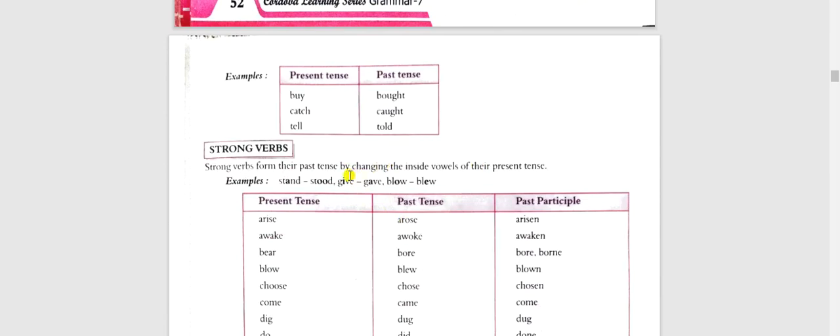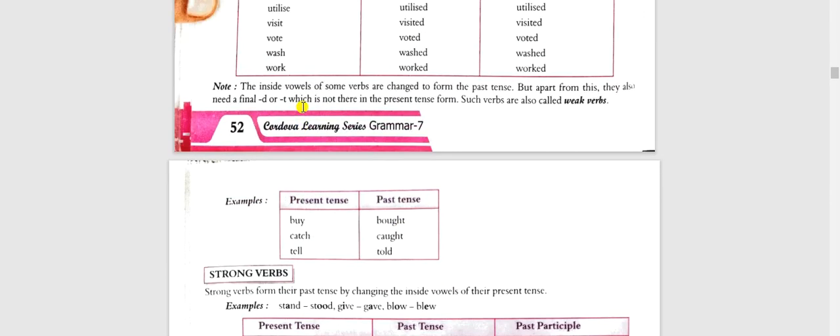Buy, bought, right? See, they have given the example here. Inside vowel, U is the vowel here, B-U-Y. U is a vowel which is coming inside, in between of these three alphabets. Inside means spelling के बीच में आपका vowel आ रहा है U.